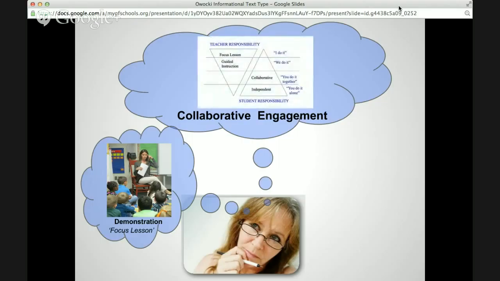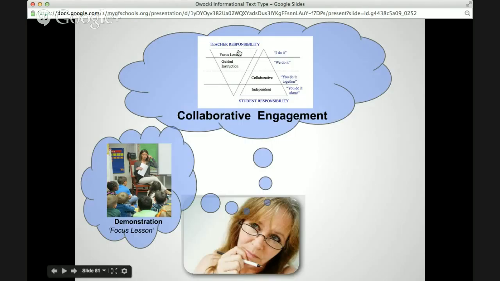Focus lesson is the term that Fisher and Frey use in their instructional model. This is the instructional model of gradual release. You've seen this before. We repeat this because this is the critical framework that all instruction, whether it's math, science, social studies, writing workshop, readers workshop, it all is going to transfer instruction to learning through this instructional model.